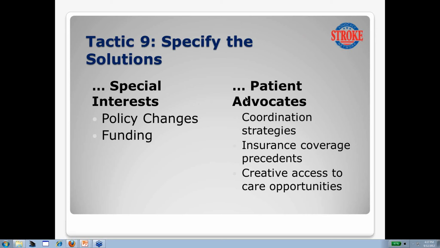What are the insurance coverage precedents? I think that's always very important to get a sense of what's been covered in the past. And then thinking about creative access to care opportunities.